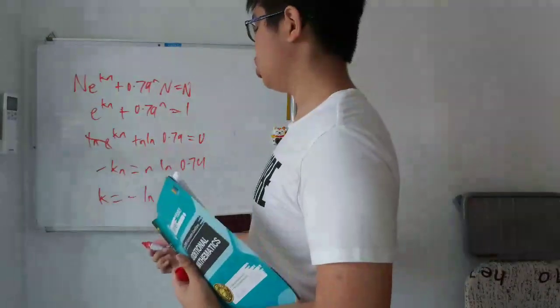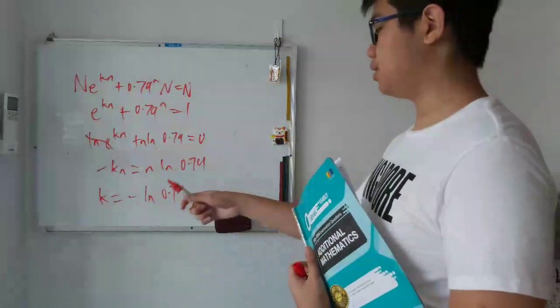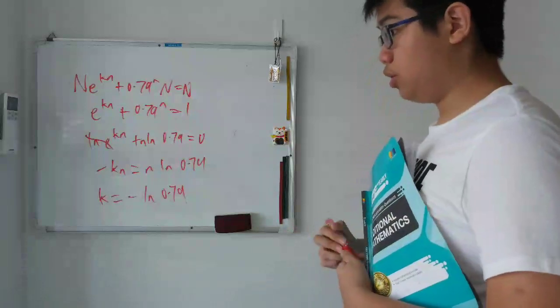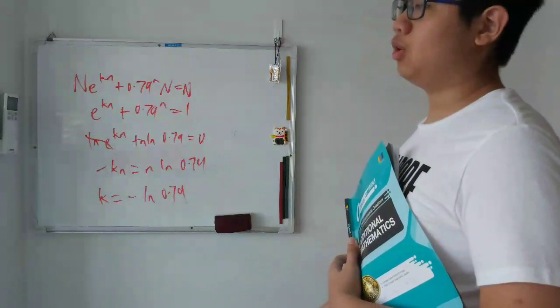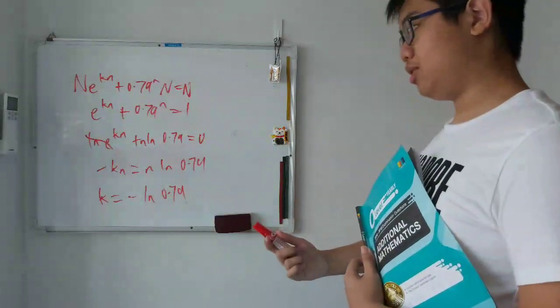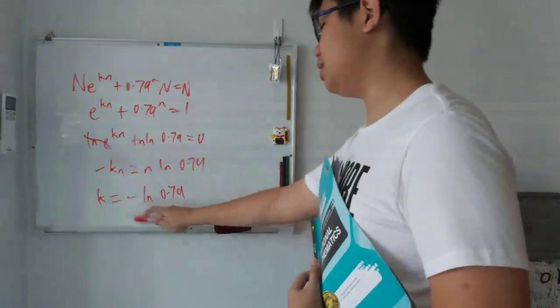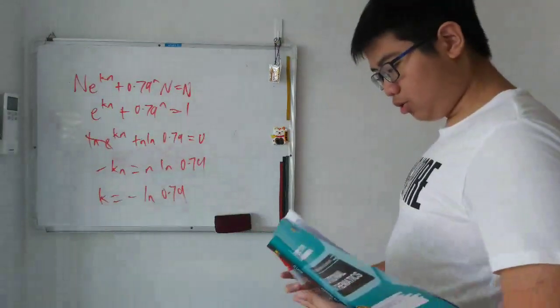And you would think that k is a positive number, and it is, because ln 1 is equal to 0, so anything smaller than 1 but more than 0 will become negative, which means that this will cancel out and it will become positive. Okay? Now we go on to question 6.